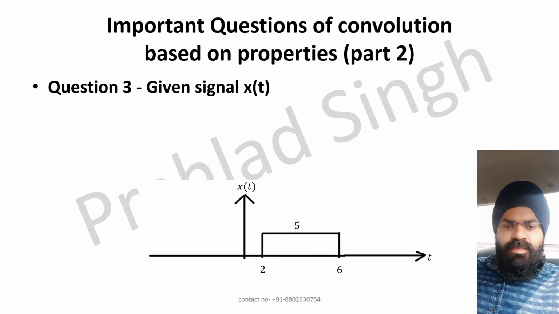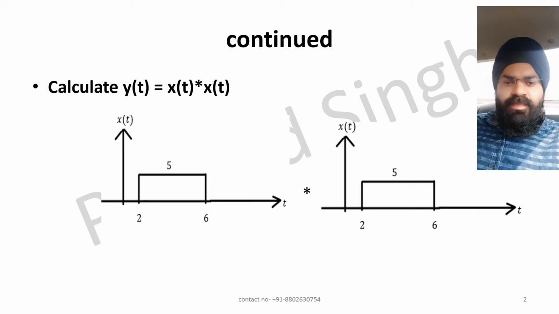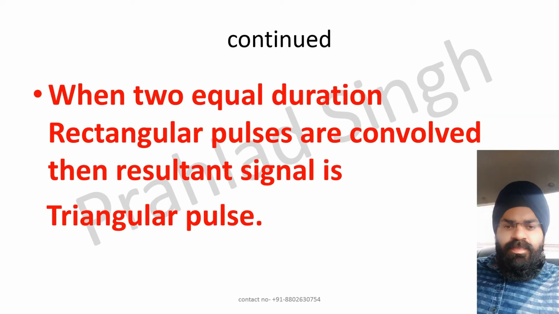Question number 3. Given signal x(t) is a rectangular pulse which is defined in the time domain from 2 to 6 and its amplitude is 5, and we have to calculate signal y(t) which is x(t) convolution with x(t). So signal x(t) is a rectangular pulse from 2 to 6 whose amplitude is 5. We have to convolve this signal with the same rectangular pulse which is defined from 2 to 6 and amplitude is 5. Two equal duration rectangular pulses are given which we have to convolve.